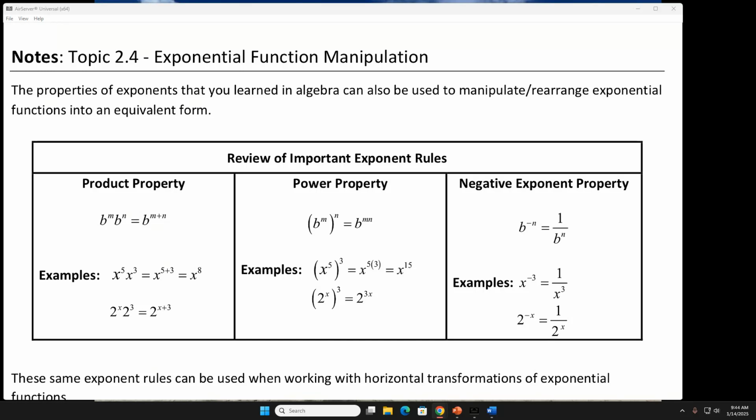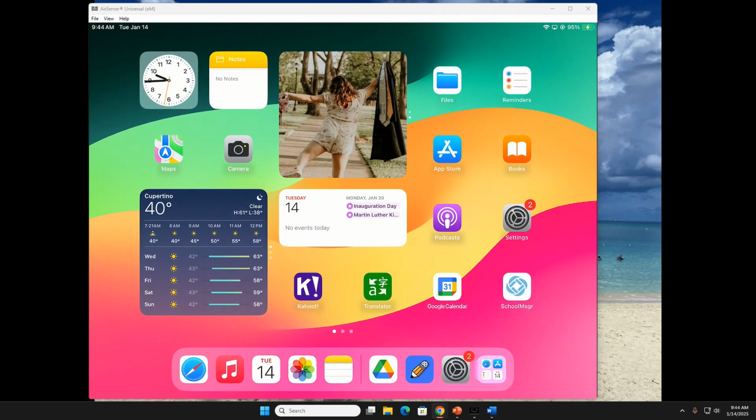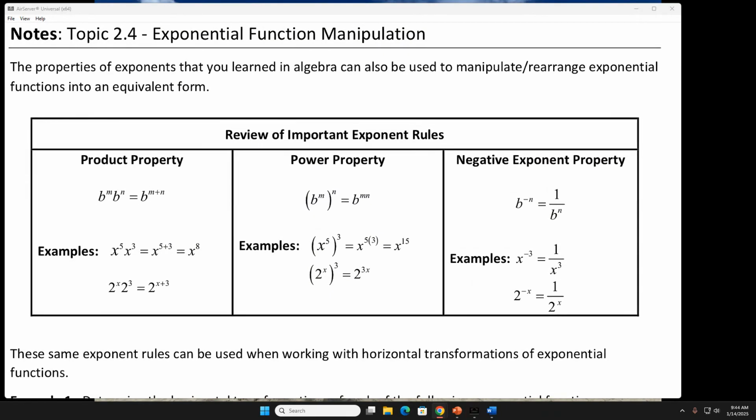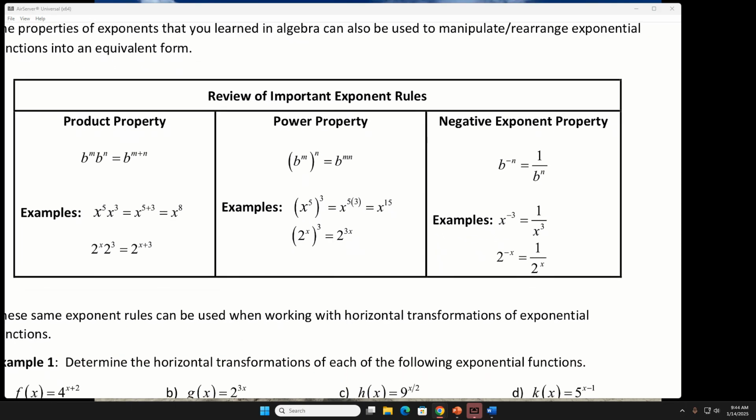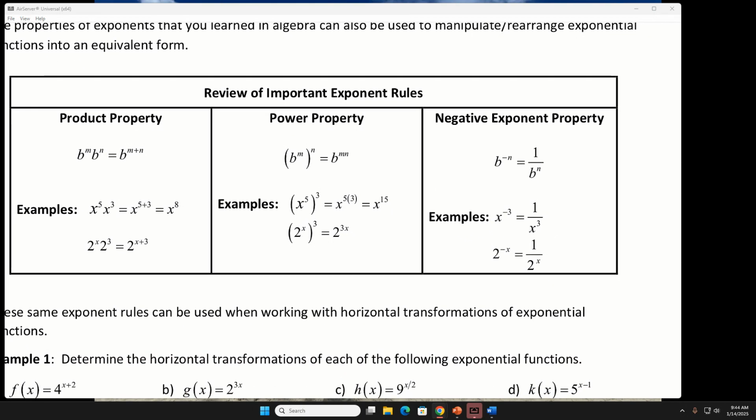All right, so we're just going to take a break from logarithms and talk about exponentials. And so this one we have just a review of the properties of exponents. We have talked about all of these recently. Plus, we've talked about one other property that's not on here, and it's a rational exponent.